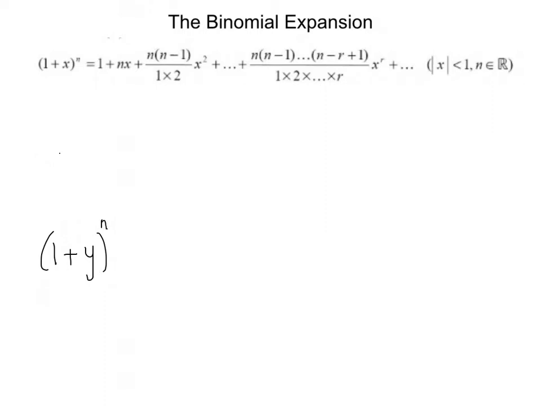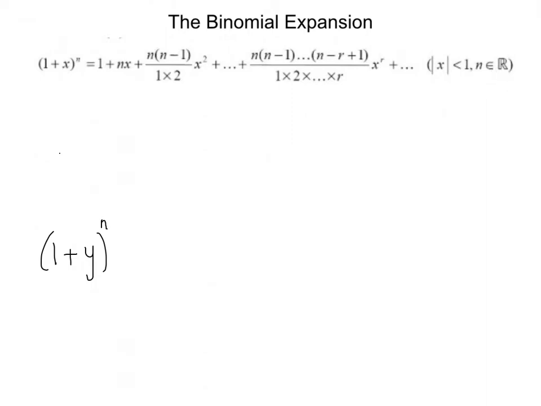Okay, n in this case can be any number you like. N is any real number, so whereas in the C2 binomial expansion it had to be a natural number, 1, 2, 3, 4, 5, 6, 7, 8, 9, 10, etc. In C4 it can be any number you like, negative, fraction, whatever.